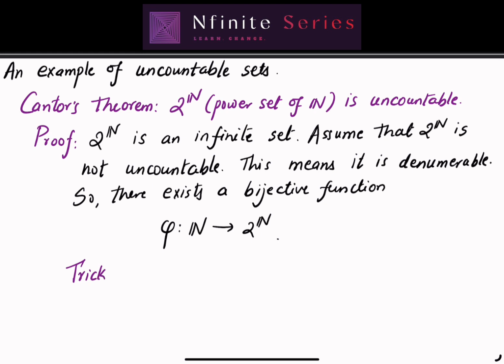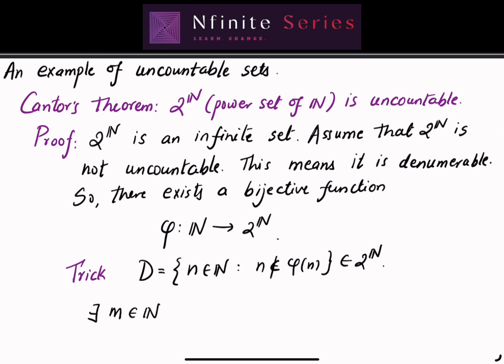Now here's the trick. You consider this subset of natural numbers. The set D consists of the natural numbers n such that n does not belong to phi of n. Now this is a subset of natural numbers, so it belongs to the power set of N. Since phi is a bijection, in particular onto, there exists some natural number m such that this set D is of the form phi of m.